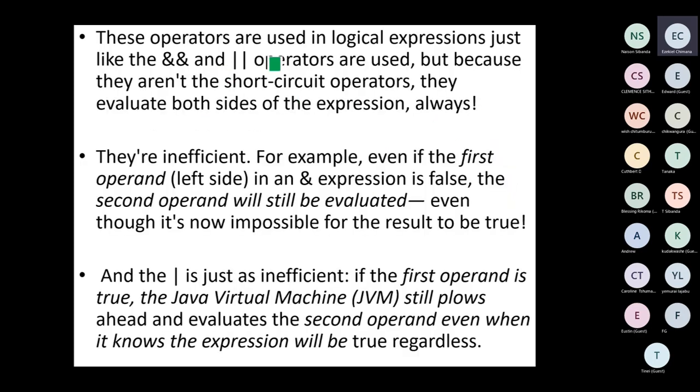So these operators are used in logical expressions just like the AND and OR operators are used. But because they are not the short circuit operators, they always evaluate both sides of the expression. So they are inefficient. For example, even if the first operand, the left side, in an AND expression is false, the second operand will still be evaluated. So this is the short form of using the non-short-circuit operators.